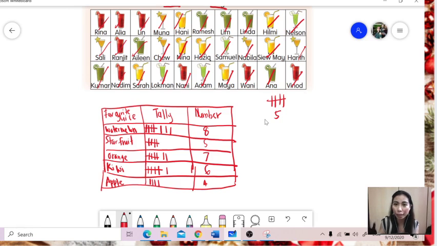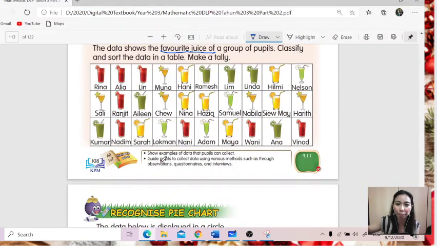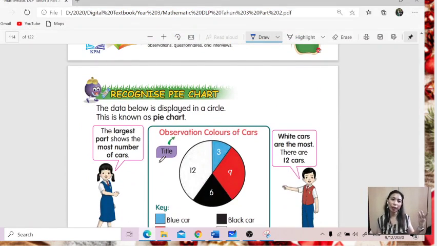Okay, so that's how you draw, make a table, okay, to classify data, use tally. Okay, so next, so it's easy, right? So now we go for recognize pie chart.